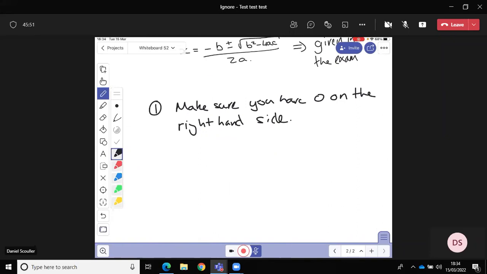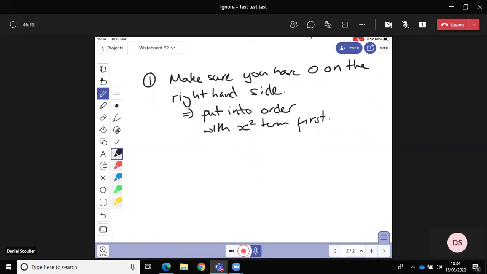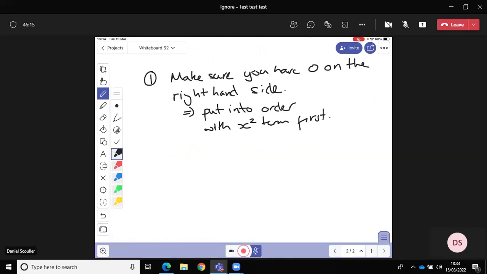So maybe put into order as well, with x squared term first. That just allows you to see where the negative terms are, because the negatives are important, they have to come with you.